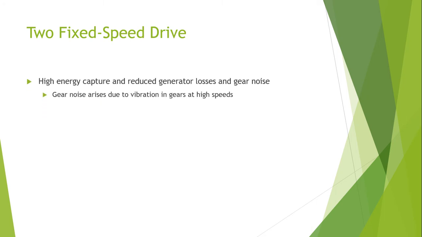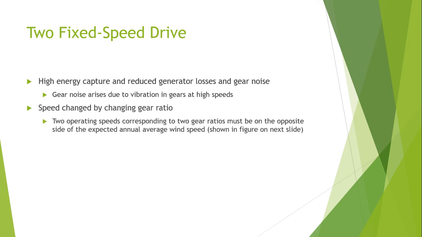Similarly, the second one is the two fixed speed drive. In two fixed speed drive, high energy was captured and it reduced the generator loss and gear noise. The gear noise arises due to the vibration in gears when the wind turbine is rotating at high speed. The speed was changed by adaptively changing the gear ratio. Two operating speeds correspond to two gear ratios, and they must be on opposite sides of the expected annual average wind speed. I will show that in the next graph. One was for the low speeds and one was for high speeds.